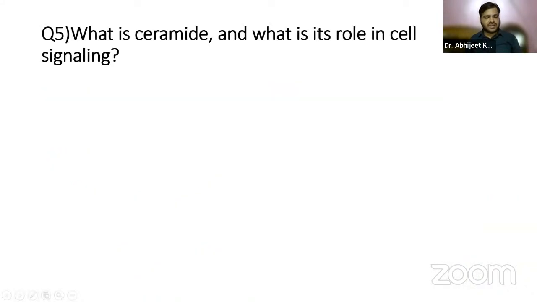Coming to the last question for the day, what is ceramide, guys, and what is its role in cell signaling? I think this is something we have already discussed. Ceramide is basically a type of sphingophospholipid that consists of sphingosine, the amino alcohol, which is linked to a fatty acid with an amide bond.